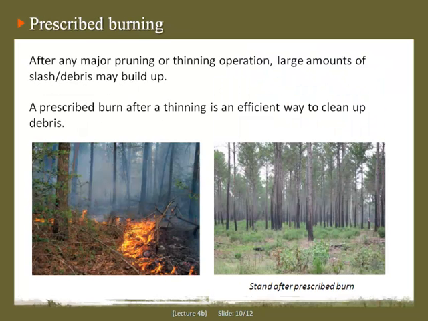After any major pruning or thinning operation, large amounts of slash and debris may build up. A prescribed burn after a thinning is an efficient way to clean up debris and also to remove any competition or undesirable weed species that may have established themselves on the site.